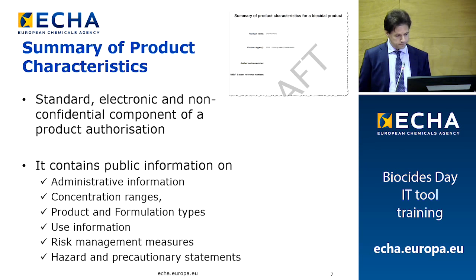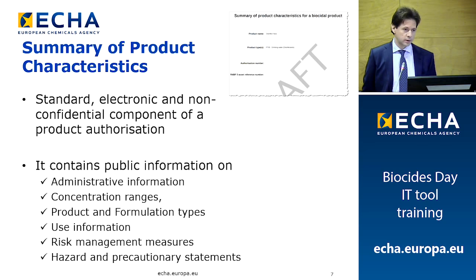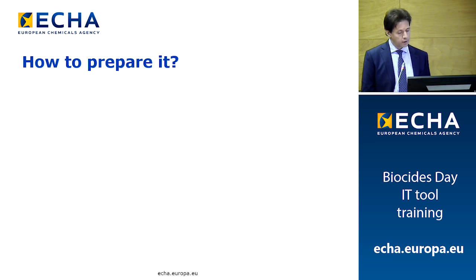So you need to prepare an SPC in order to proceed with an application and then get an authorization for products. As said, it contains public information, administrative information. It contains also some descriptors about the product, concentration ranges, formulation types, information on uses, risk, and other information as well. And this is the starting point for dissemination. And we will see that later.